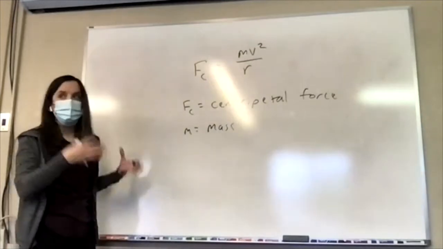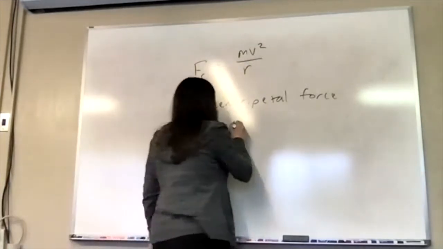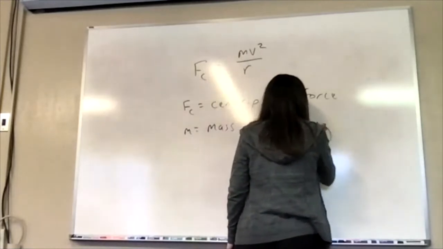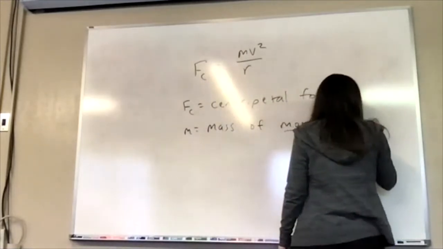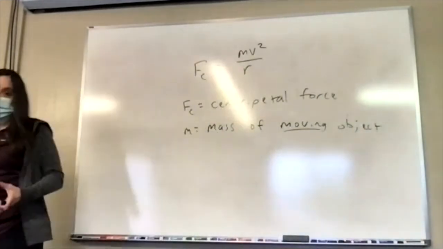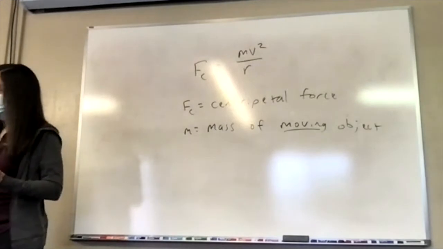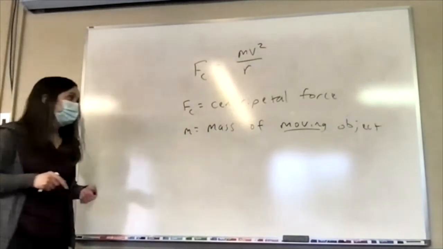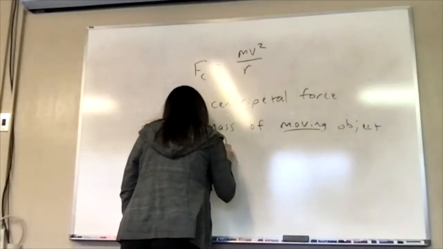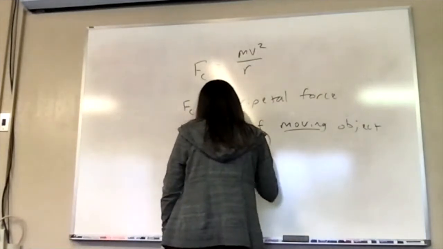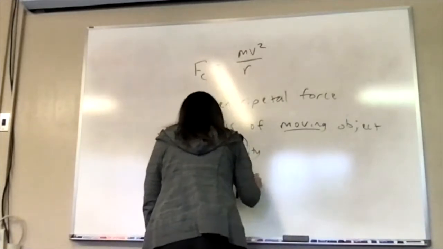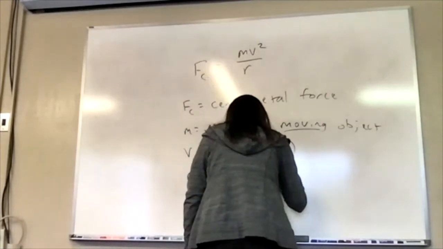Mass would be the mass of the object in motion. In the case of the sun with Mercury, you would not use the sun's mass. You would use Mercury's mass because Mercury is what's in motion. And r is the radius of orbit.